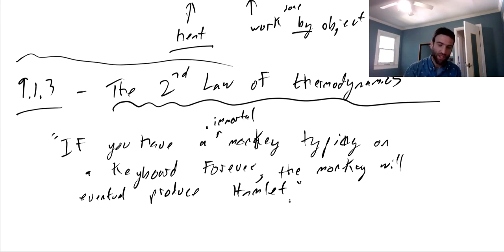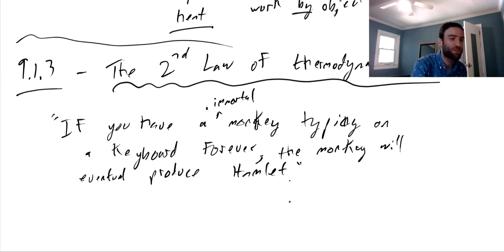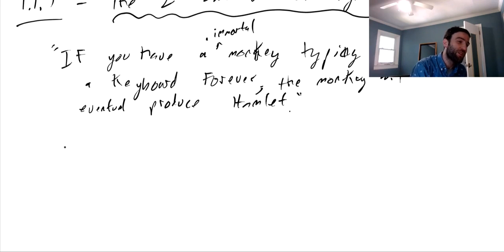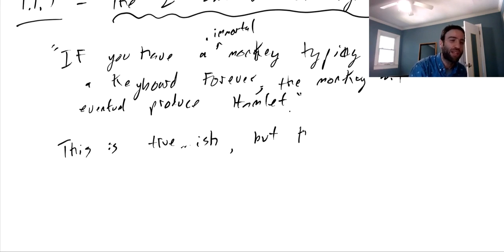If you just randomly bash on your keyboard and generate a very long string of random characters, if you can do that forever, then eventually in that string of characters, you will have randomly typed out the complete works of Shakespeare or the text of Hamlet, okay? But how unlikely is that? If you say this is true-ish, how long do you have to wait?